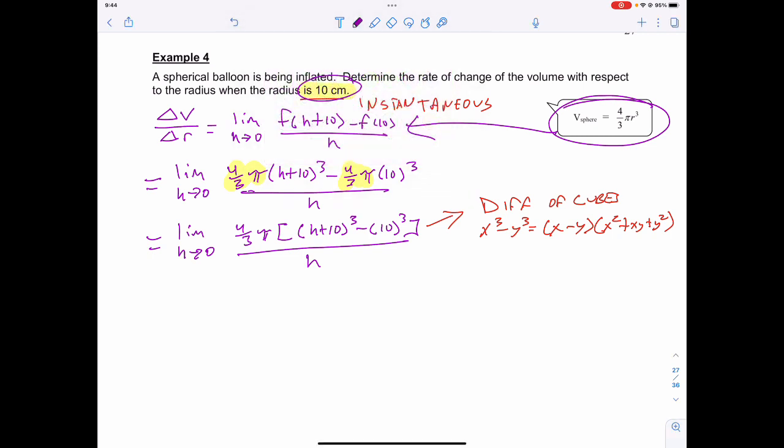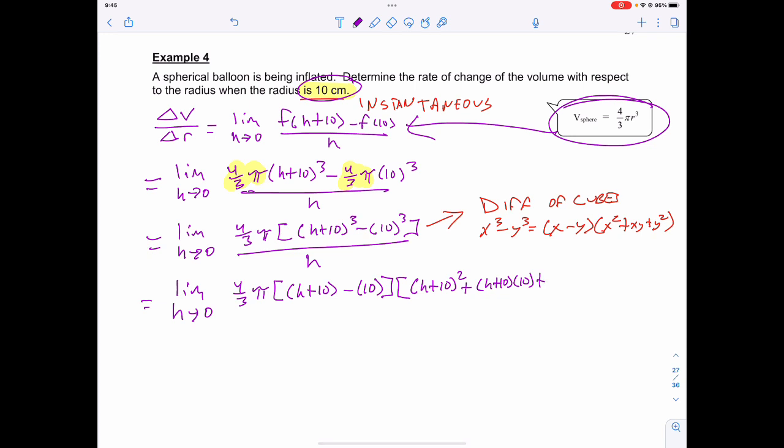So that means that when we factor that, we get the limit as h approaches 0 of 4/3 pi. The cube root of the first part is h plus 10, and the cube root of the second part is 10. And that leaves us with h plus 10 squared plus h plus 10 times 10 plus 10 squared. And this is all over h.